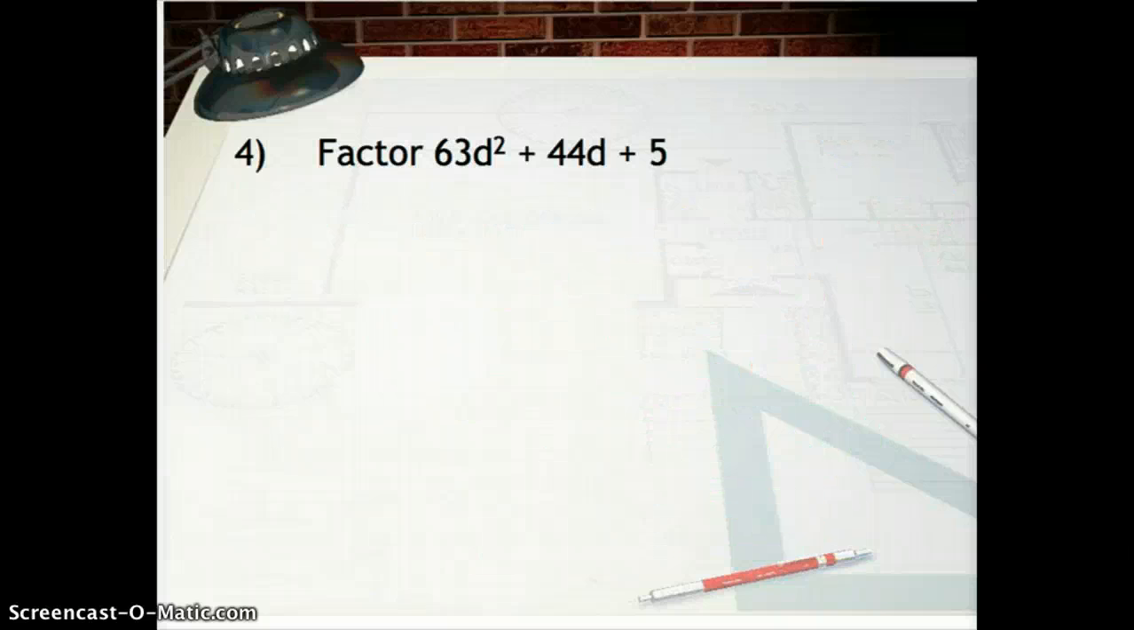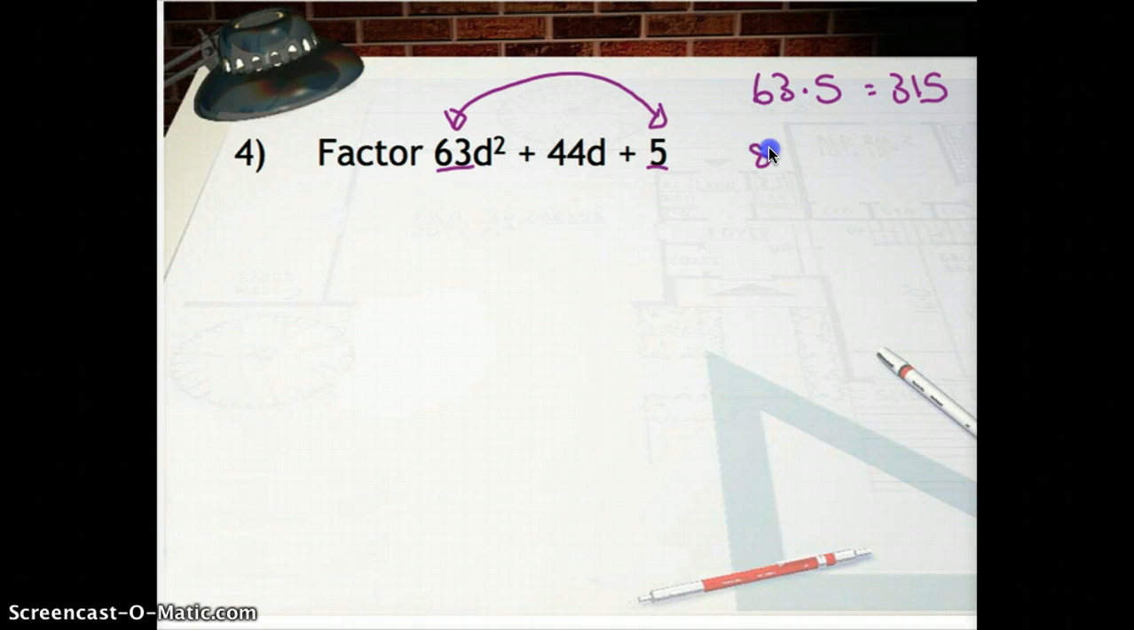So this one, factor 63d squared plus 44d plus 5. So this time it does not look like I have a GCF. So what I'm trying to figure out is two numbers that have a product of 63 times 5. Okay, so I want them to multiply to equal 315. And I want them to sum to my B term, which is 44. Okay, because I think this is kind of a lot of guess and checking, because you have big numbers that you're working with already. But some people are not bothered by that.